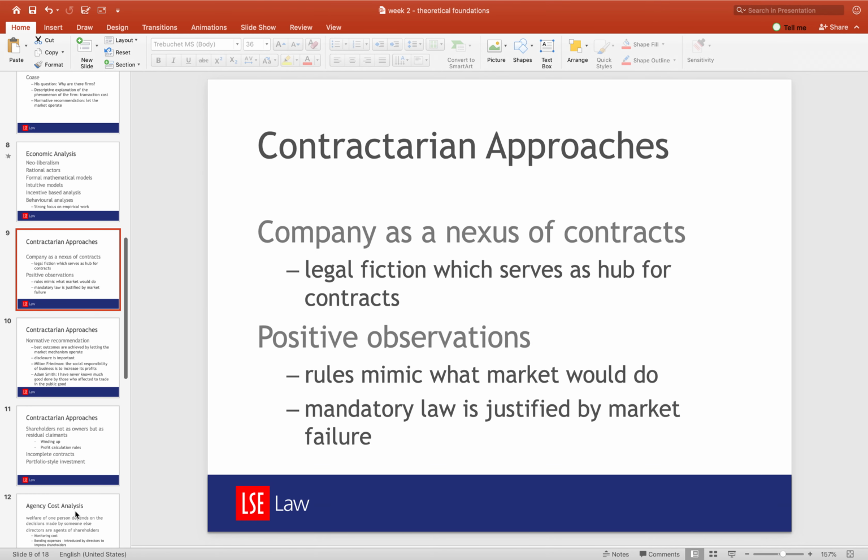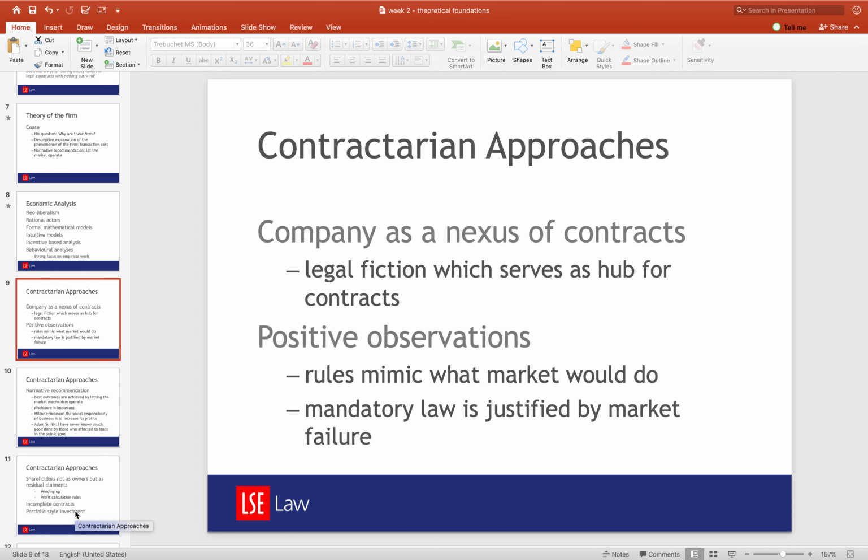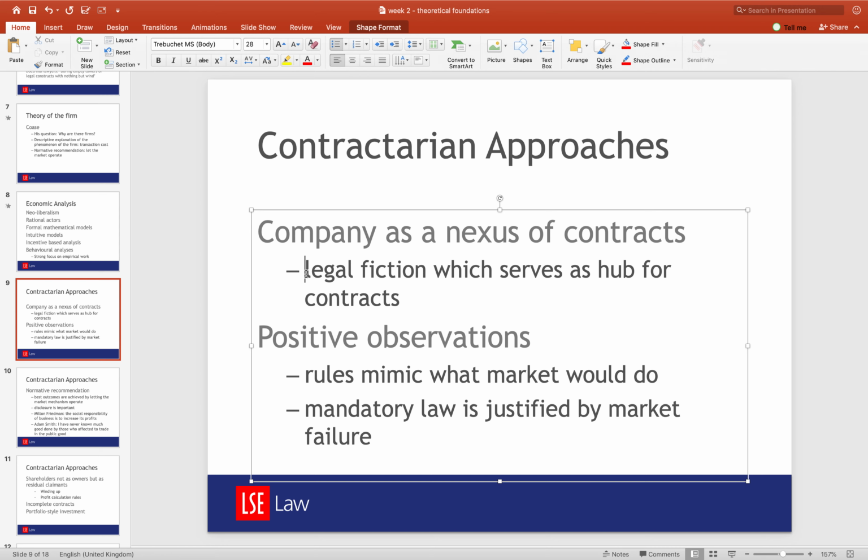Now, following from Coase's contribution, there developed an idea of analyzing corporate law as contract law, or rather connecting it to contract law. So the idea is companies are a nexus of contracts, and they are a legal fiction which serve as a hub for contracting. And that puts private action at the center and reserves a very small role for the government and its legislative intervention.